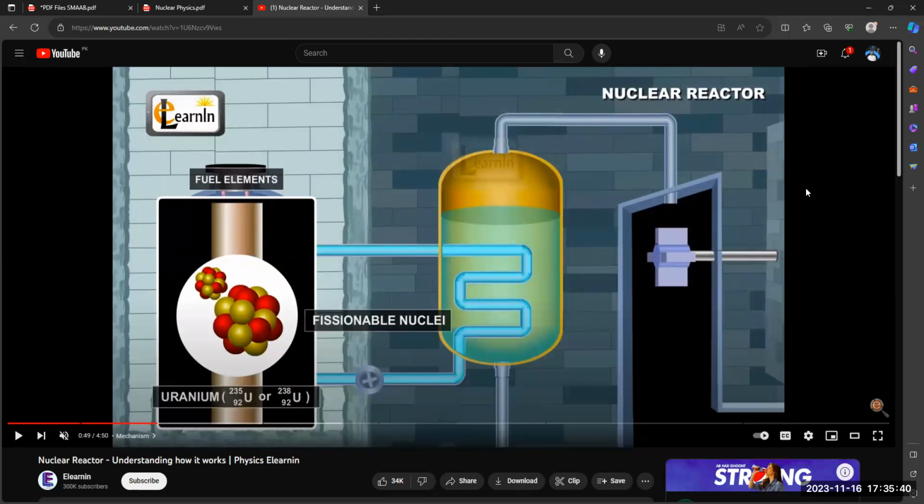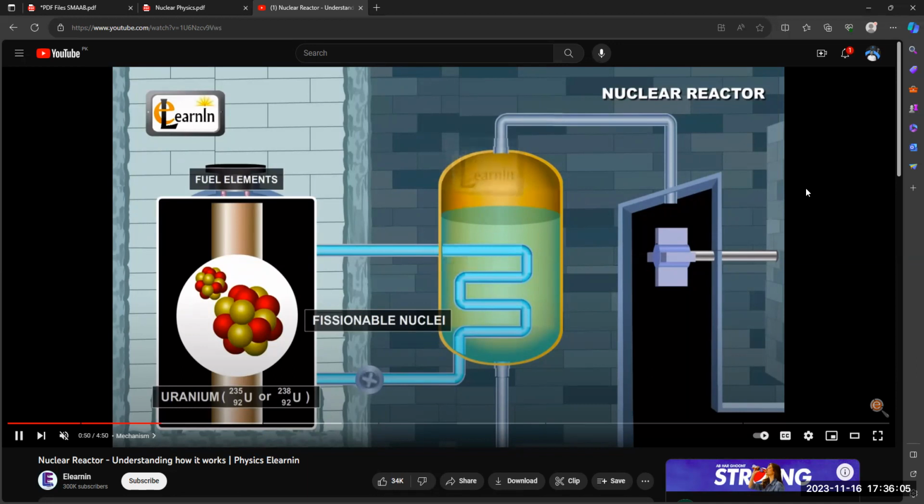And why are we using rods? Let's suppose if you want to generate a high amount of electrical energy, we immerse multiple rods at a single time, right? And if you want to generate a small amount of electricity, you immerse only a few rods in it, right?